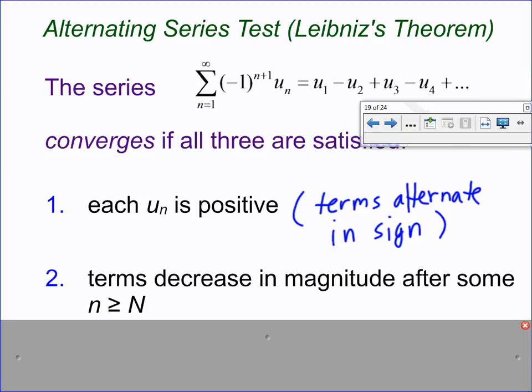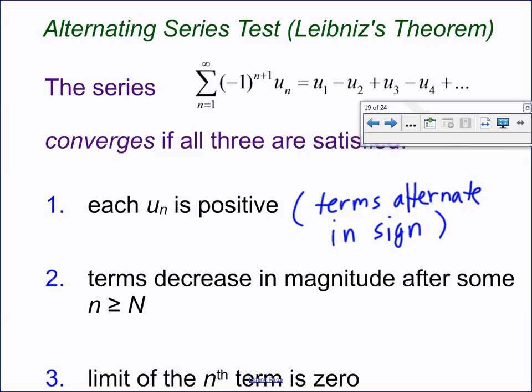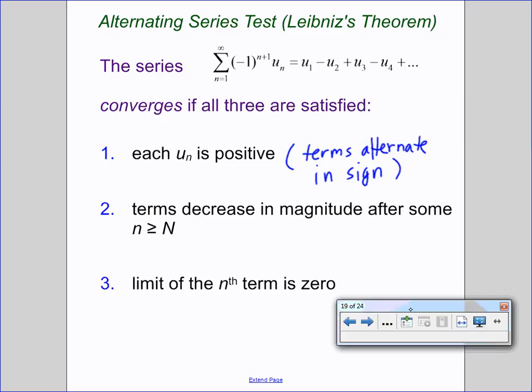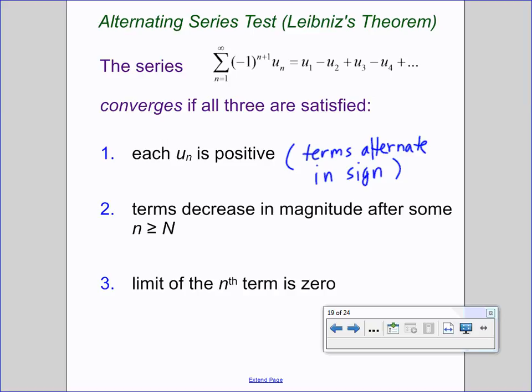And the terms decrease in magnitude after some positive integer n. That means they're all getting smaller, at some cutoff point. They're forever after decreasing. And that all important if the limit of the nth term is 0. Then we can say the original series converges by the alternating series test.